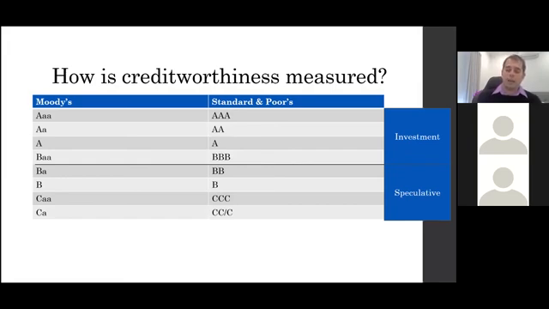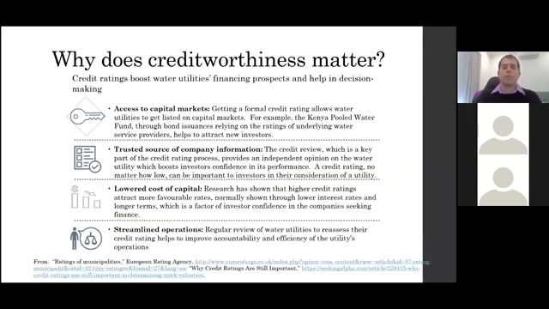So we will come back to that, and I'll rely on Eyal to talk more about what GCR's approach is and how GCR thinks about creditworthiness and its measurements as well. So we can talk about creditworthiness, but let's talk about why creditworthiness actually matters. As a headline, again, credit ratings boost water utilities' financing prospects and help in decision-making, both for the utility, but also for those sources of finance that would be looking to come in.